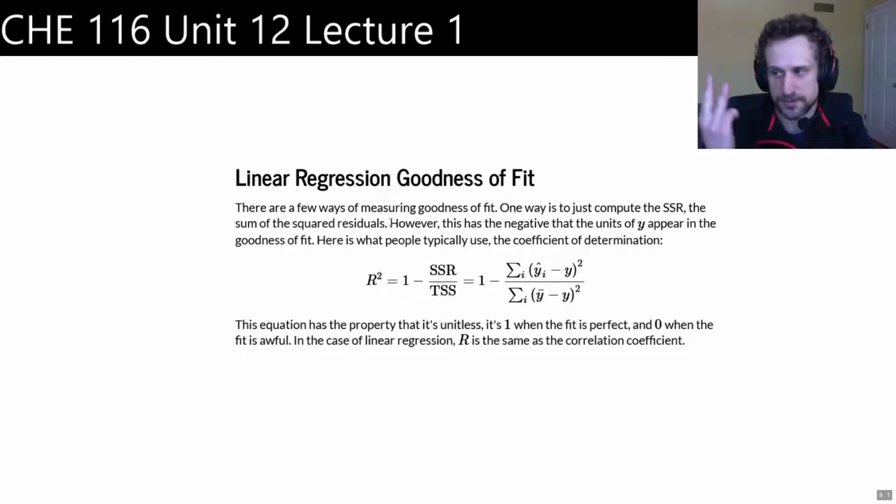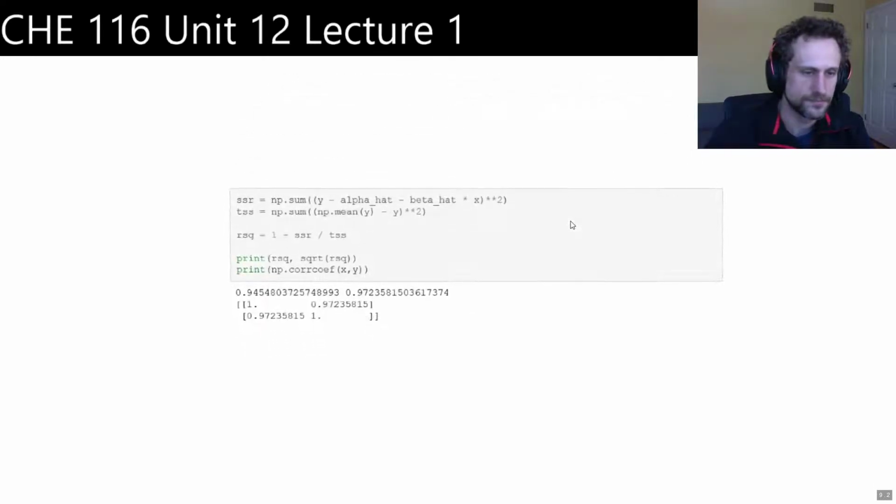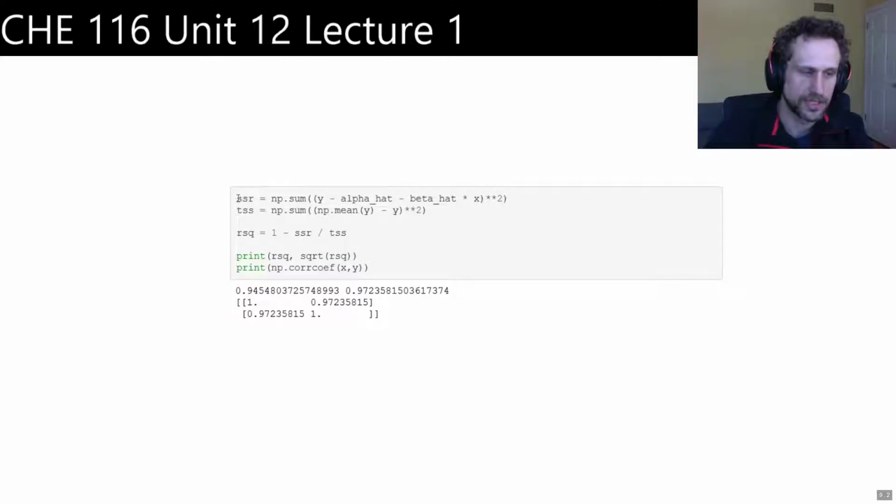So we've seen 3 ways so far. We've seen plotting it, the residuals, the hypothesis test for normality, making sure the residuals are normal, and then looking at goodness of fit. So this is just showing you how to compute goodness of fit. The SSR is basically y minus y hat squared, summing it up. And the TSS is basically y minus the average y, squaring it, summing it up. And this gives us our r squared.